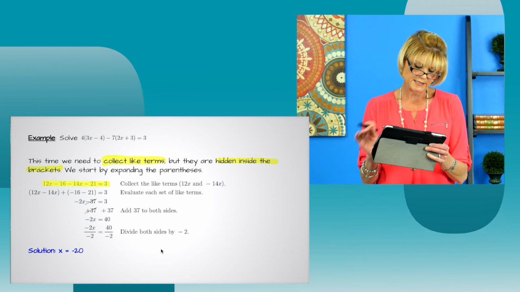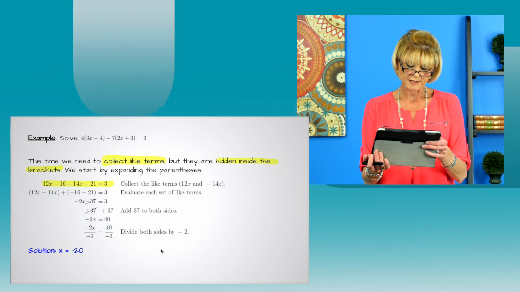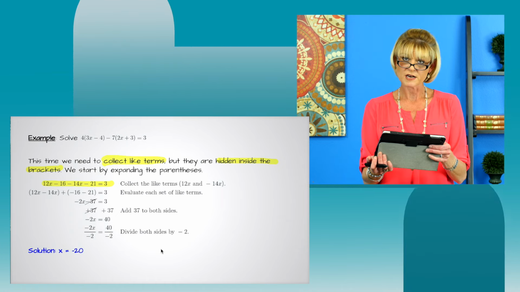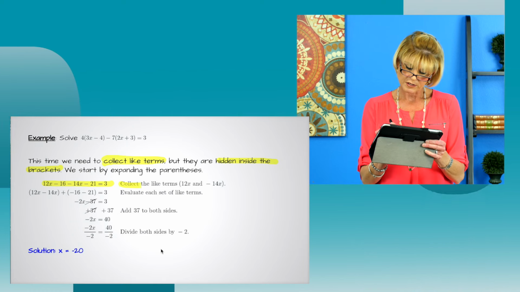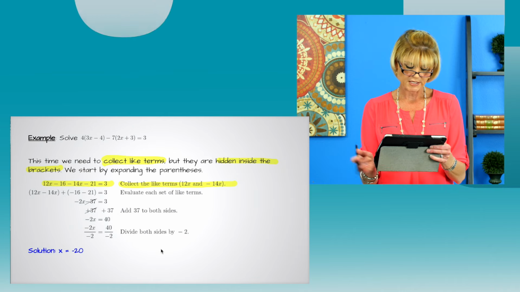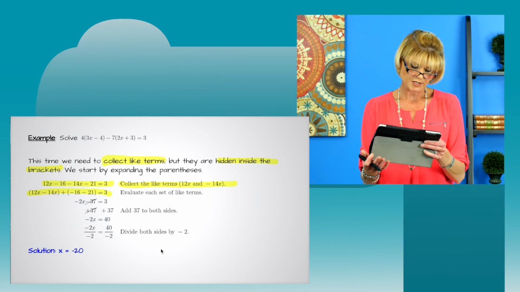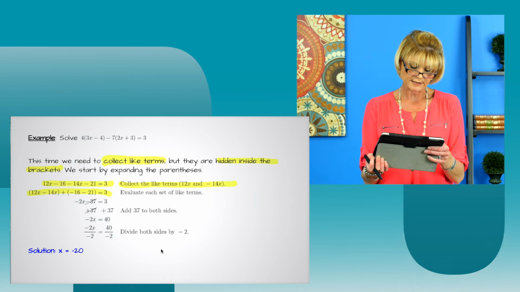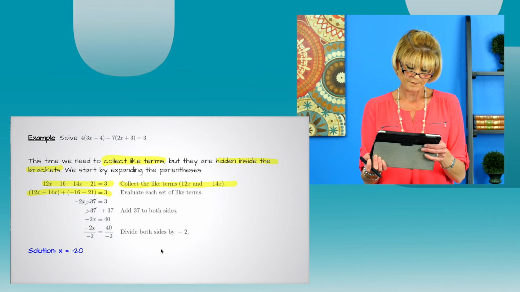12x minus 16 minus 14x minus 21 equals 3. So all we've done there is we've distributed. And then collect like terms, the 12x and the negative 14x, which gives us, there they are together in those parentheses, 12x minus 14x plus negative 16 minus 21 equals 3.